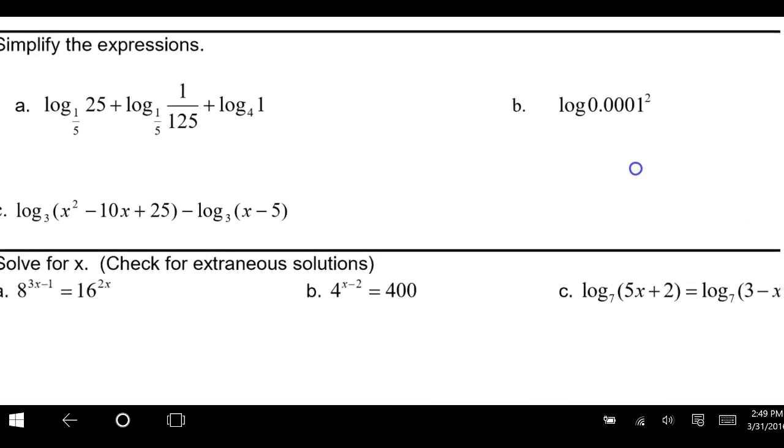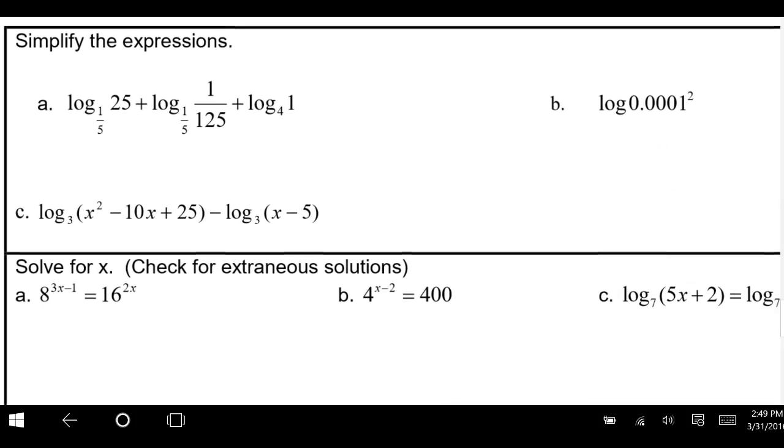Okay, now the next one, we're going to simplify these expressions. Now the goal is that we want to end up with an actual value, like a 1 or a 2 or a 3, a 7 or an 8. So first, if you have 3 logs, we could work on these all together at once, only if the bases are the same. But you'll notice that this base is 1/5, this base is 1/5, but this base is 4. So they're all different. So we can remember we can only combine the ones that have the same base.